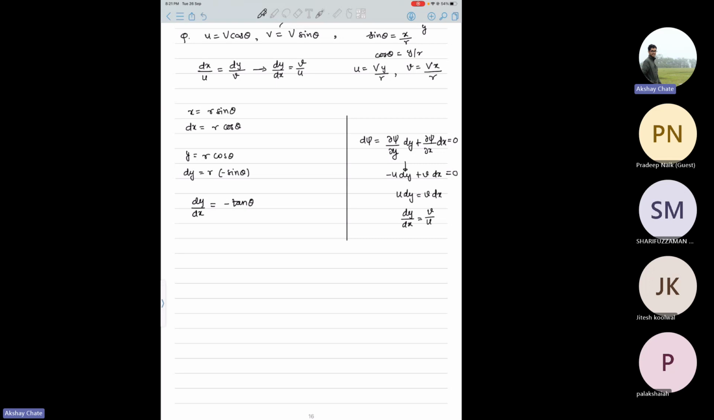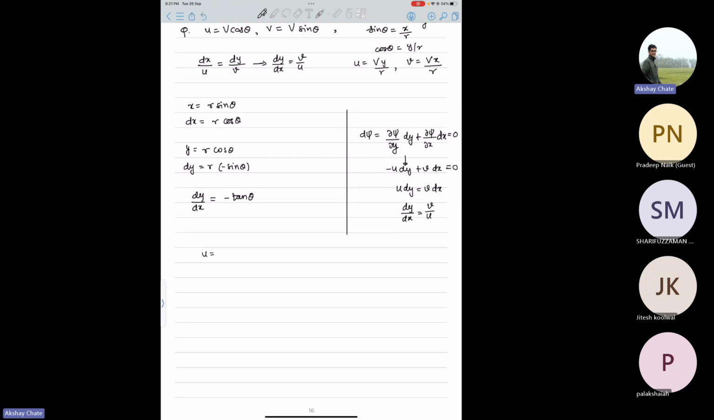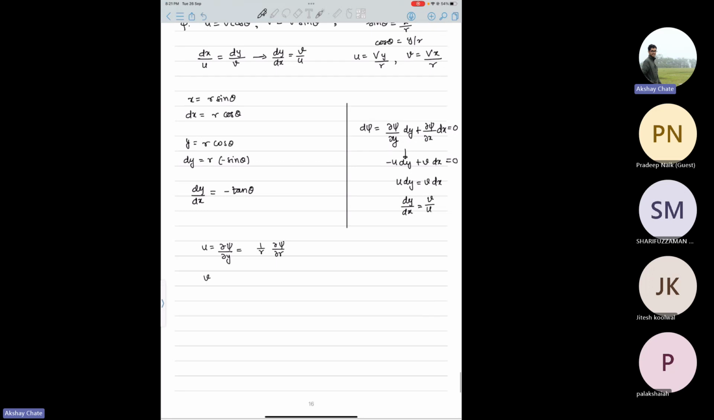One more option could be, we know that u is del psi by del y, but what is it in cylindrical coordinates? I think it is 1 by r del psi by del r or something like that. V is minus del psi by del x. It is some theta there. R into del psi. One second, I should have this at least with me for cylindrical coordinates.